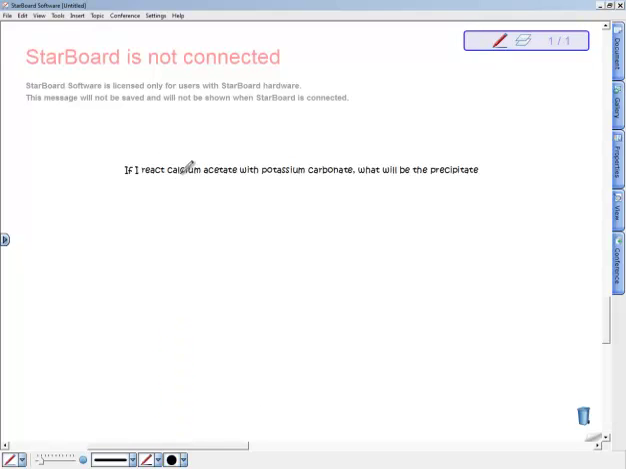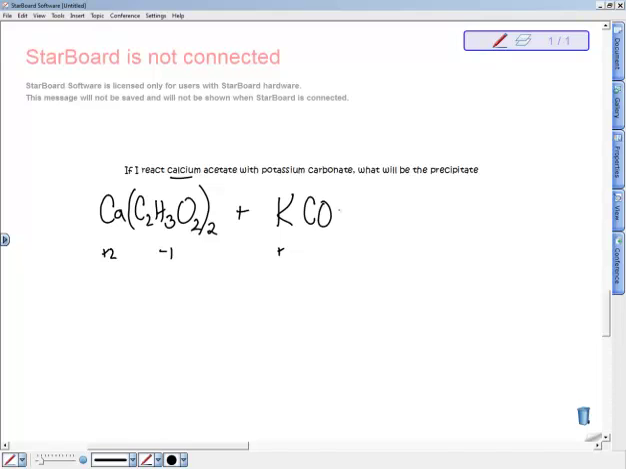Alright, here we go. Calcium, Ca. I'm going to put his charge underneath just so that we can keep track. Acetate, that's a big ion, C2H3O2. He has -1 charge. So here is the correct formula for calcium acetate. They said that this guy reacts with potassium, that's a +1 charge. Carbonate, he's -2. So the correct formula for potassium carbonate is K2CO3.